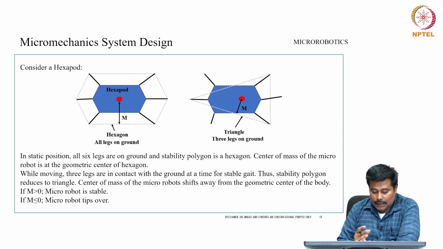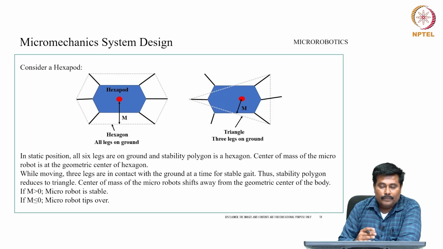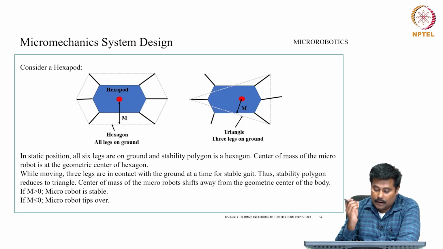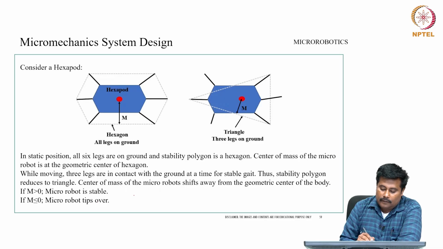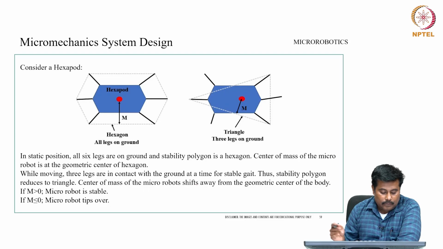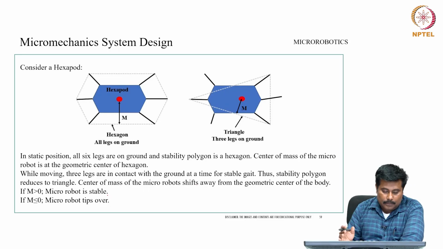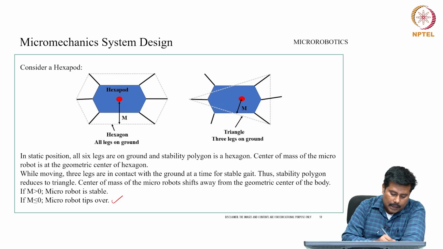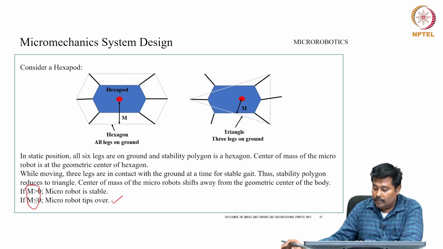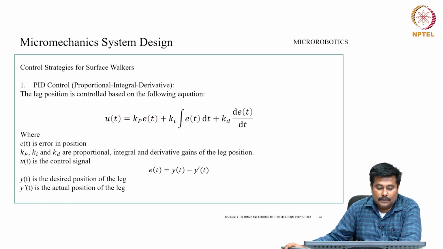While moving, 3 legs are in contact with the ground at a time for a stable gait. Thus, the support polygon reduces to a triangle. The center of mass of the micro robot shifts away from the geometric center of the body. That is, if M is greater than 0, the micro robot is stable. If M is less than or equal to 0, the micro robot tips over. This acts as a base condition for micro robot stability on the surface.